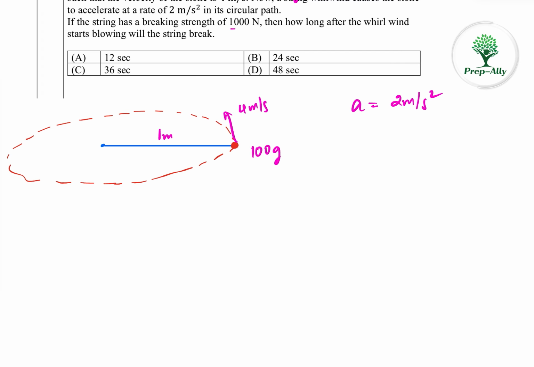If the string has a breaking strength of 1000 Newton, as in the maximum tension that the string can bear is 1000 Newton, then how long after the whirlwind starts blowing will the string break? Now see here, tension will act in this direction. Tension is what provides the required centripetal force for the body to keep moving in a circular path. Now the value of tension is equal to mv square by r. This is centripetal force.